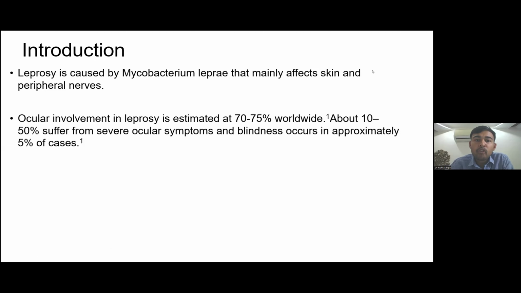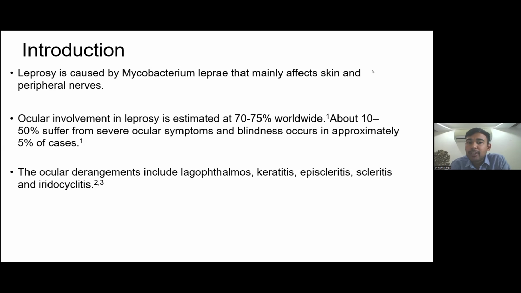Ocular involvement in leprosy is estimated at the rate of 70 to 75% worldwide, and approximately 10 to 50% of them suffer from severe ocular symptoms, whereas blindness occurs in 5% of the cases. So ocular involvement should not be taken lightly in such patients.